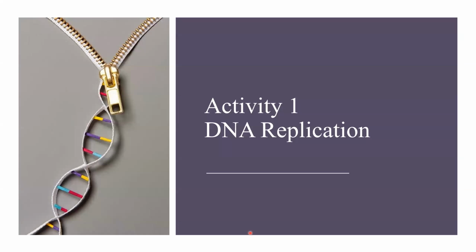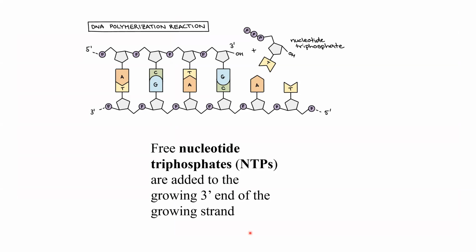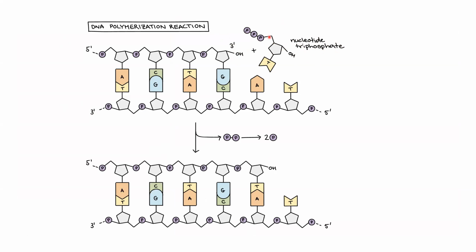So in your first activity, you're going to go ahead and attempt DNA replication. So here, remember this goes from 5' to 3', 5' to 3'. A new nucleotide triphosphate will always come and add on to the end of the 3'. And when it adds to this end of the 3', two phosphate groups are going to leave.